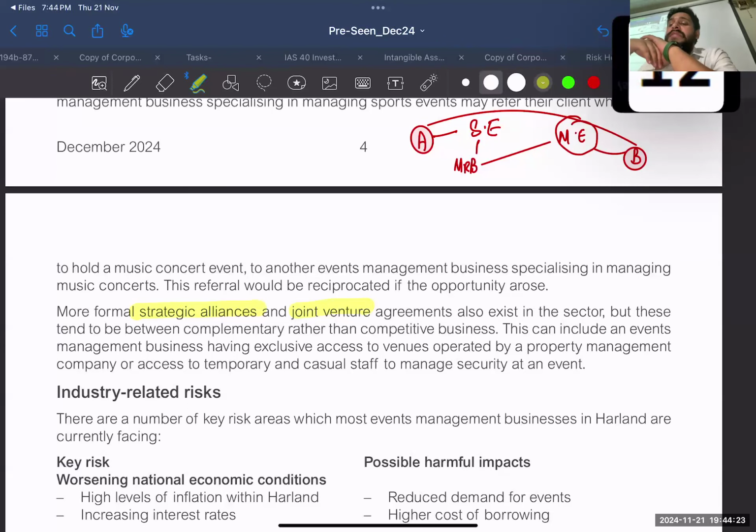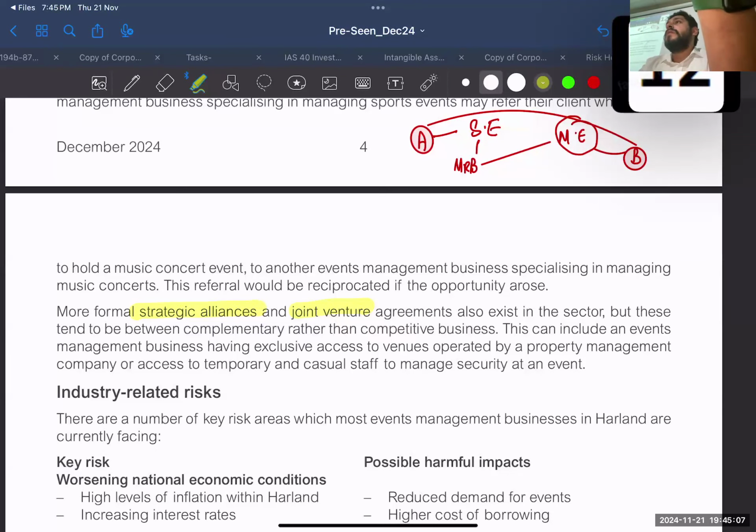So it says that such ventures exist, but these tend to be between complementary rather than competitive businesses. Okay, so maybe I'm joining hands as an event management company with a food business. The event is going to be conducted for the next 8 hours, and you are going to provide them food. It's like PIA, the airline company, joining hands with the national food company to provide food on their airlines. For every food box that they provide, we will be paying them an amount of money. So it is going to be a joint venture. Is that clear?